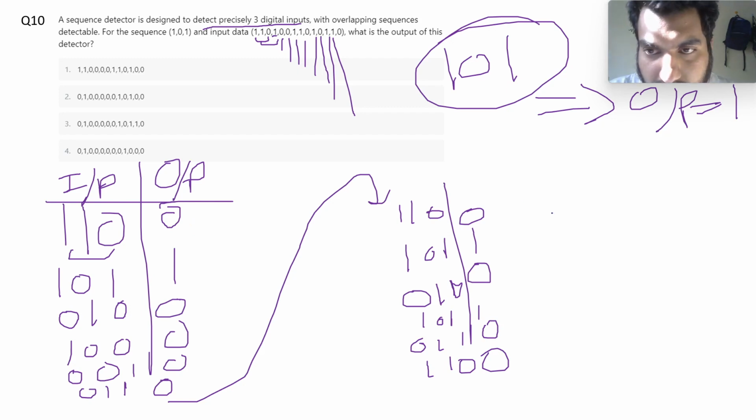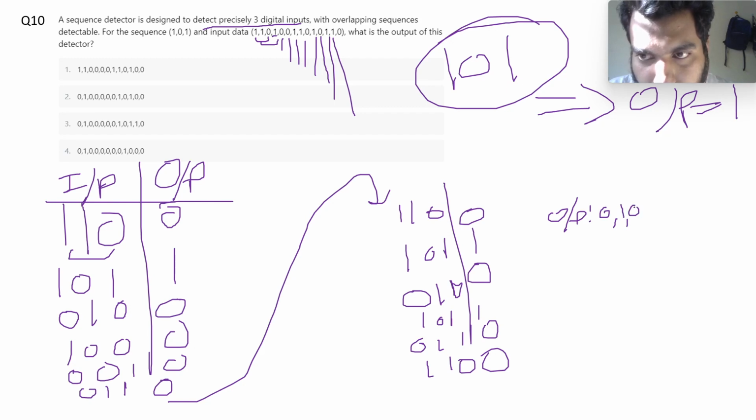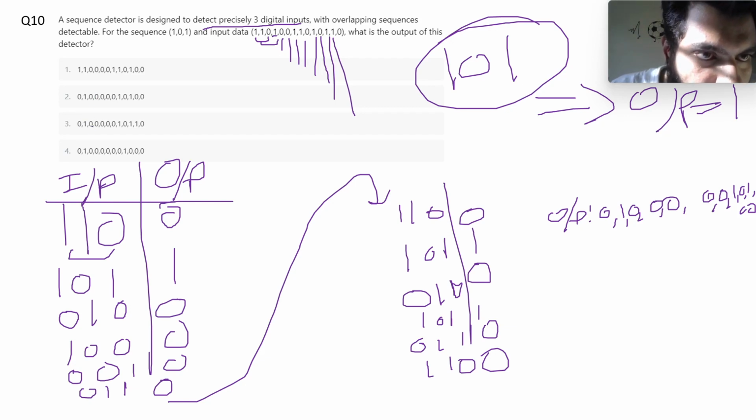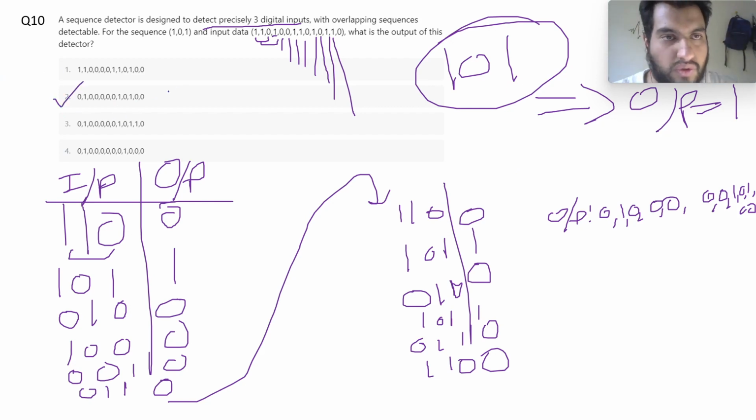So my output sequence is 0, 1, 0, 0, 0, then 5 zeros, then 1, then 0, then 1, then 0, 0. Comparing with the options, among options 2 and 3, the sequence is 0, 1, 0, 0, 0, 0, 1, 0, 1, 0, 0. So option 2 is my correct answer.